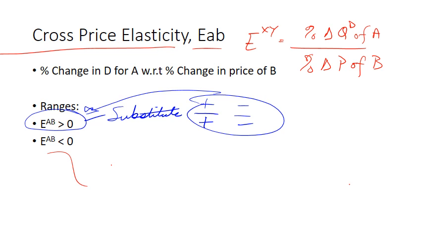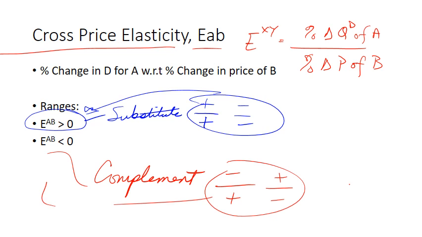If you get a negative number, you're dealing with a complement. This would be like our bacon and eggs example. If in fact bacon gets more expensive, then we would expect to see a drop in quantity demanded for eggs, and vice versa. If bacon gets cheap, people are going to want to buy more eggs. Both of these are going to produce negative numbers in the cross price elasticity, and this is how we know that we are dealing with a complement.